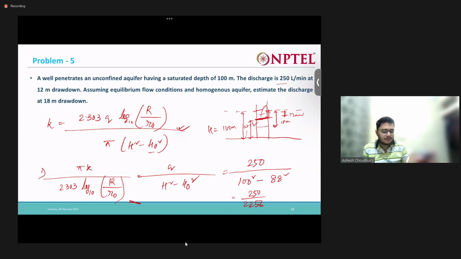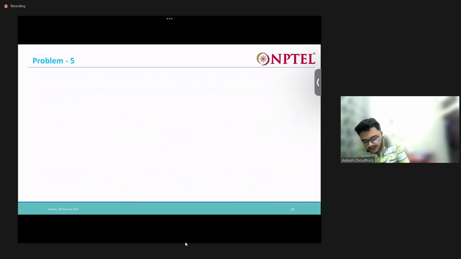H naught will be 100 minus 18, right? So in that case, 100 minus 18 is 82. Now my h naught will be 100 minus 18 equal to 82 meter. So now in this case, we need to calculate the discharge. So let us write the formula again.